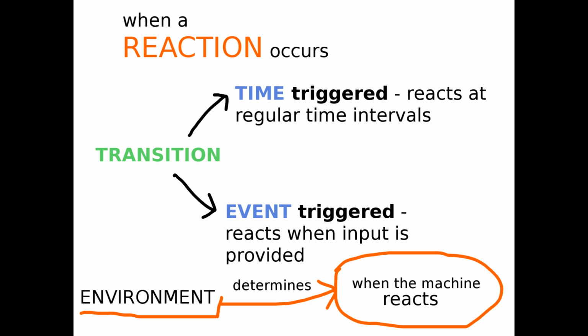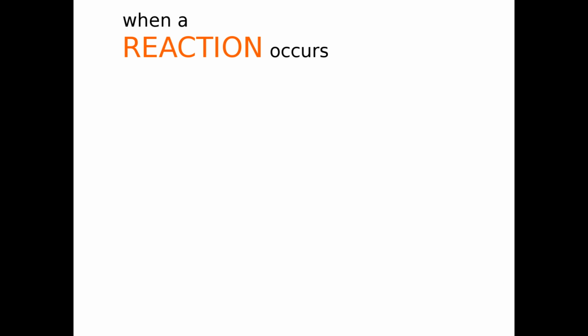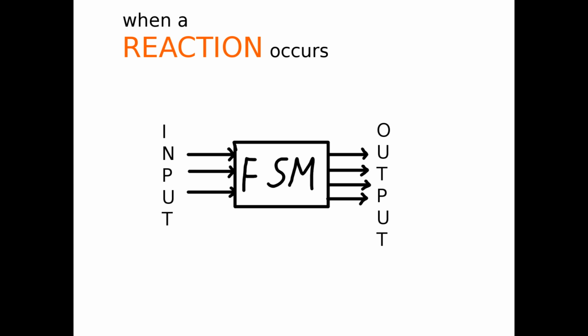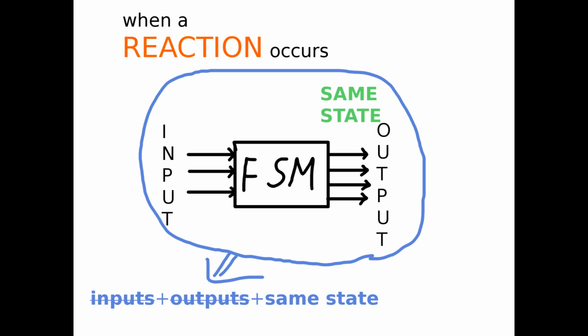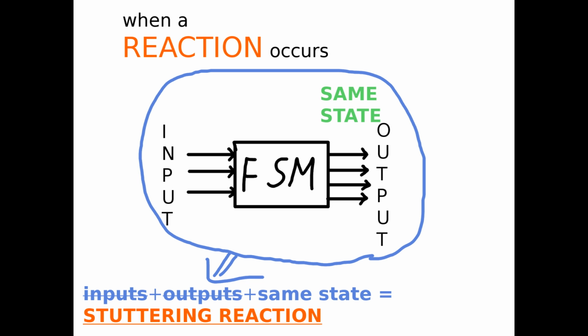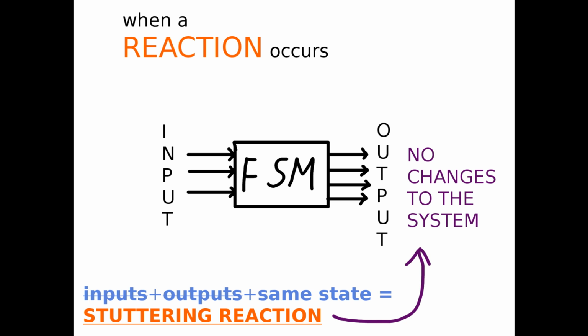Let's focus on what the machine does when it reacts. When a reaction occurs, the inputs will have a valuation, and the state machine will assign a valuation to the output ports. If no guard on any transition out of the current state evaluates to true, then the machine will remain in the same state. If inputs and outputs are all absent and the machine does not change its state, then it's called a stuttering reaction. That results in no changes to the system.